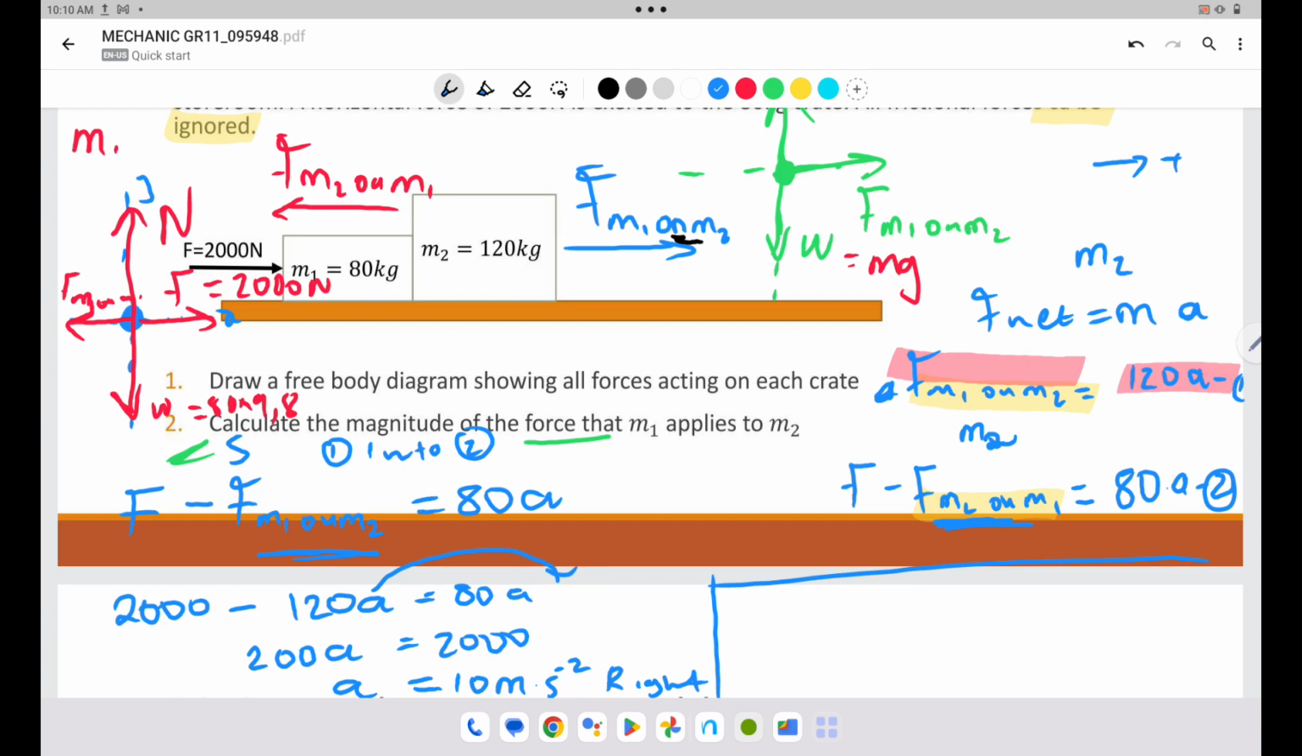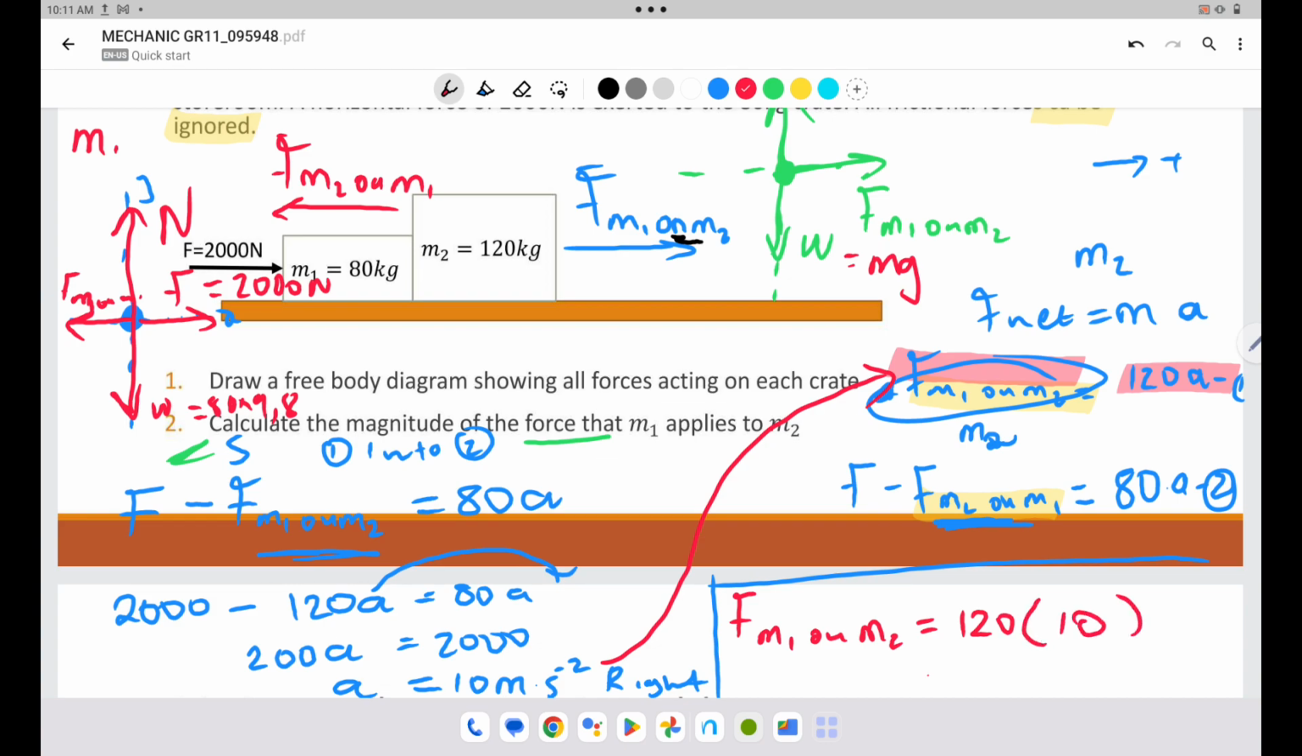But we were not looking for the acceleration. We were looking for the force that M1 applies to M2, which is that force over here. So I can back substitute into any one of these equations. I'm going to back substitute into that one. The force that M1 applies on M2 will be equal to 120, but now I know the acceleration, it is 10. So that force will be equal to 1,200 Newton. We were only asked to calculate the size, and that is this size over there.